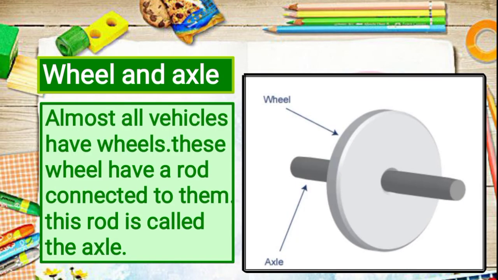Now let's understand another simple machine, wheel and axle. Can you think of things that have wheels? Yes, almost all vehicles have wheels, and these vehicles have a rod connected to them, and this rod is called the axle. The axle moves the wheel, and moving heavy objects becomes easier with the help of wheel and axle.